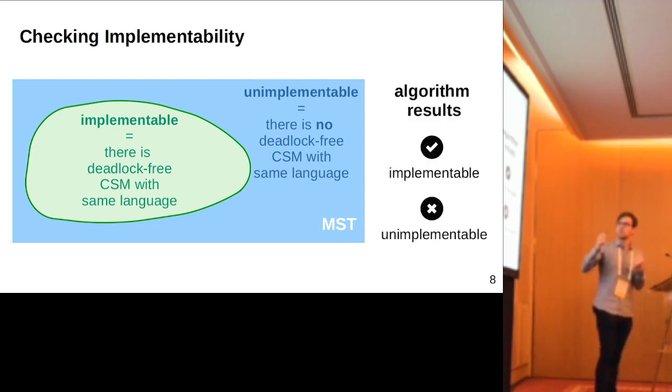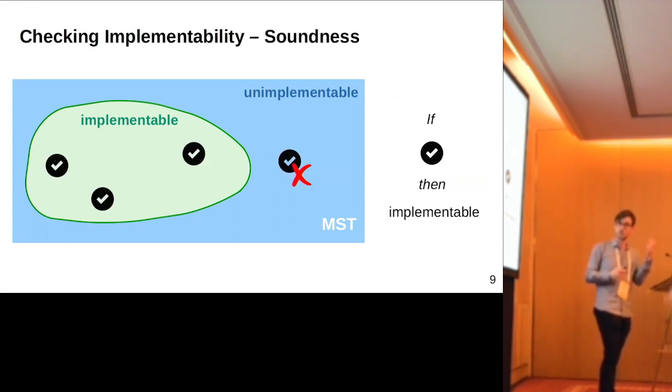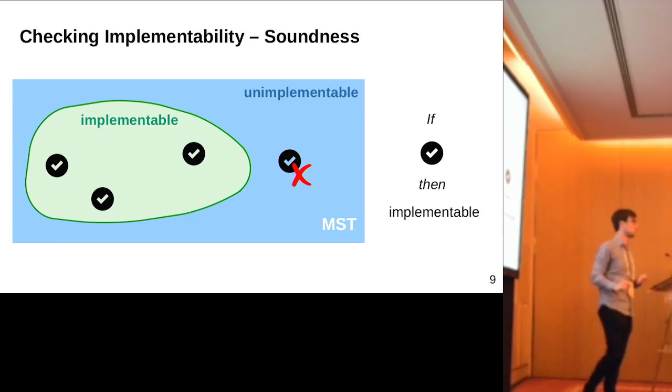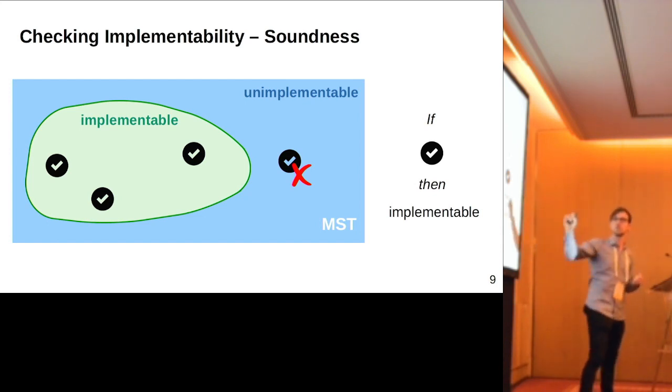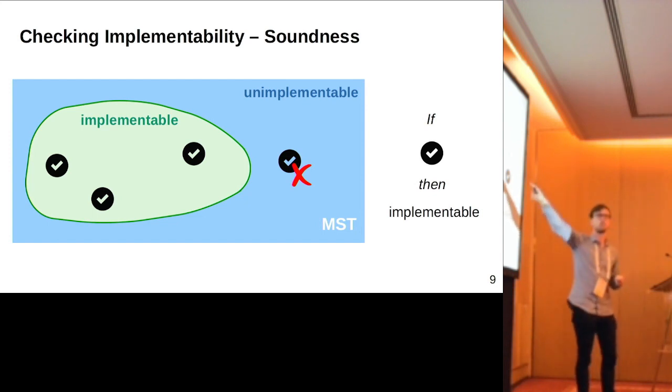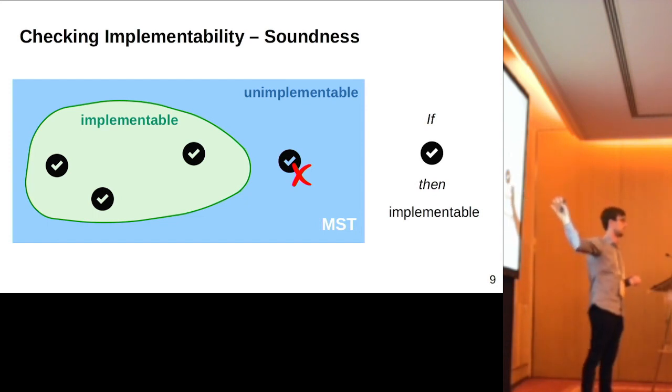So for this, I need to show you what I have as algorithm results. If an algorithm gives you back the tick, it says, in my opinion, this is implementable. And if the algorithm gives you the cross, it's not implementable. Given that in mind, soundness basically means if I get the tick back, then the protocol should be implementable. So intuitively, all the ticks should only be in the green box, in the green blob, and none of the ticks should happen for the global types that are outside of the green blob, right?